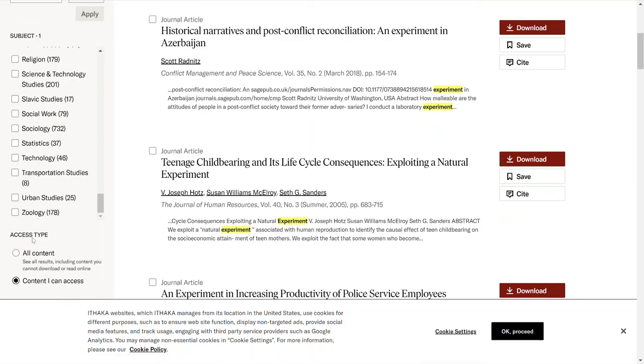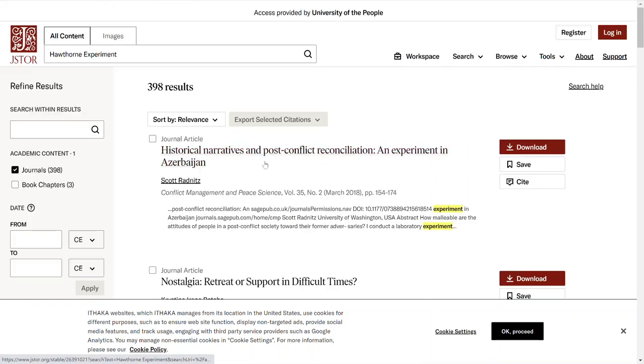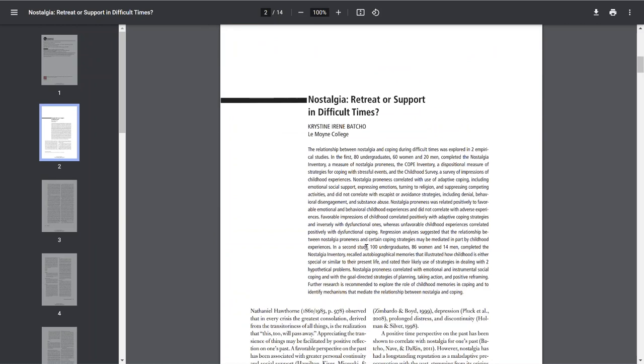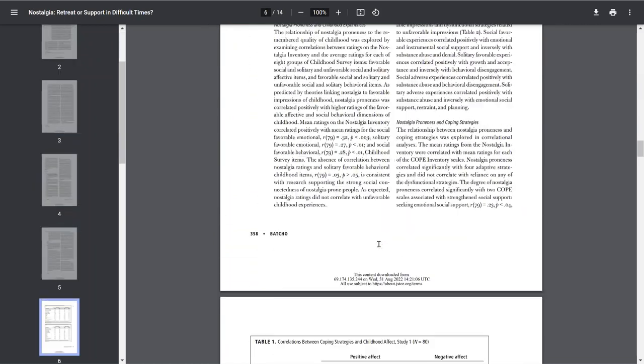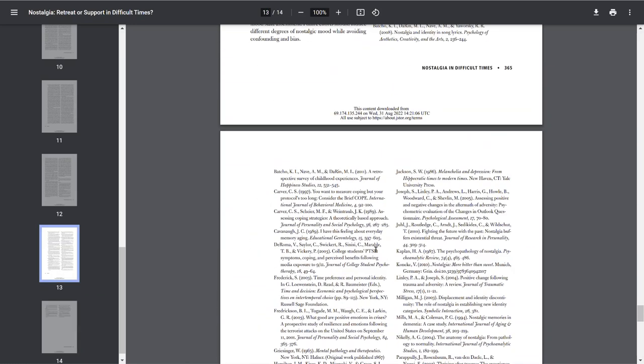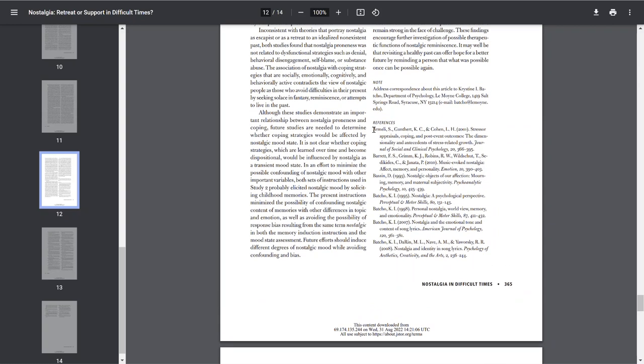So let me find one, and I'm going to get rid of sociology, and I'm going to go down to psychology. Okay, just for demonstration purposes, let's take a look at this. Let's look at the reference section. Okay, so this reference section is APA. This is the way your references will look.